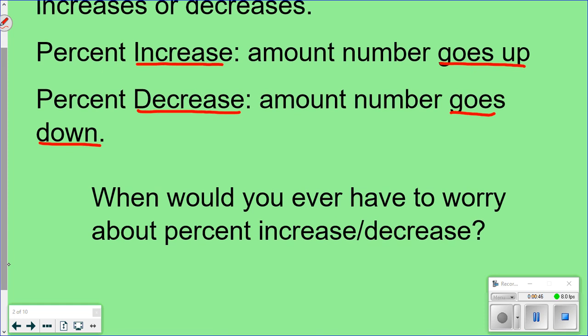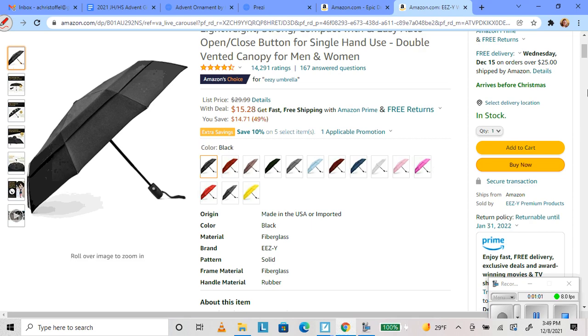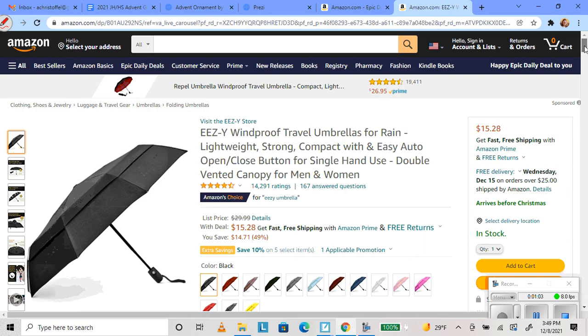Now, I think one of the biggest questions is when would you ever need to worry about percent increase and decrease? A lot of the times I would use this in the store. Amazon, if you're an Amazon person, Amazon uses this all the time, and I can show you how they do that. On my Amazon app, a lot of times if something is on sale, it'll say list price and it's got a number slashed through. And then it says the deal, maybe the new deal for this umbrella is $15.28.